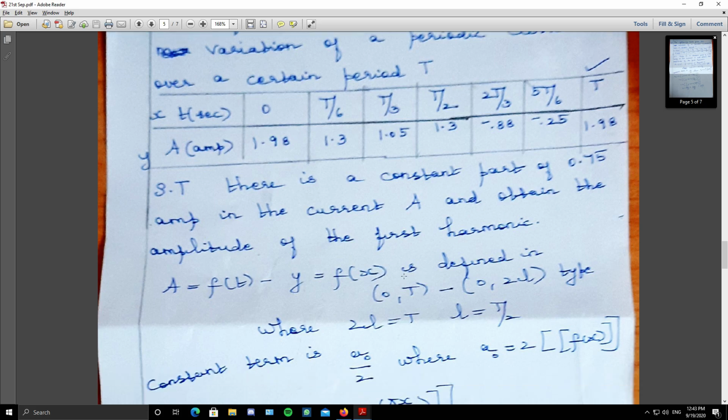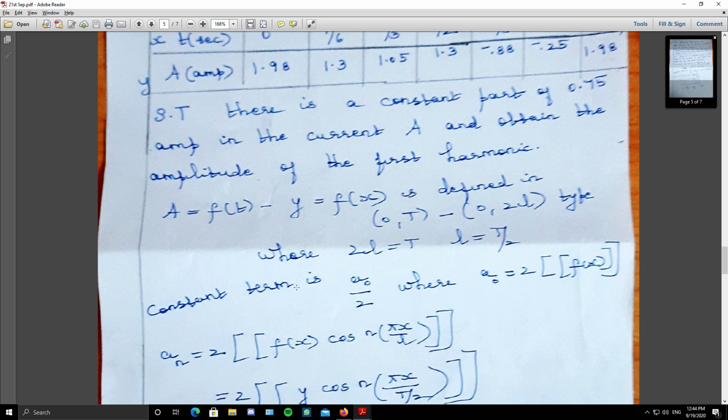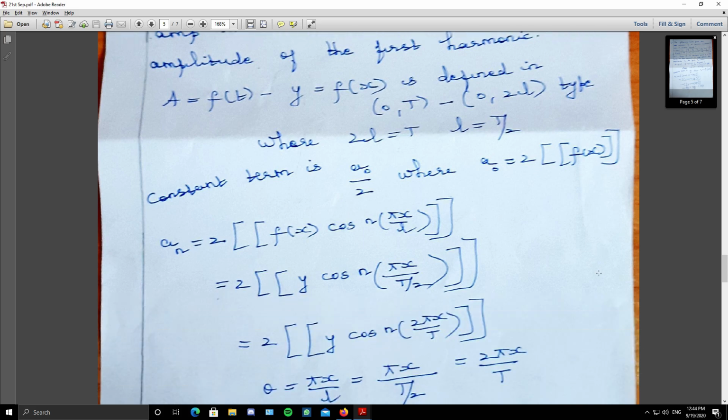So f of x is defined in 0 to T. So 0 to T means T is a constant. So which type? 0 to 2L type. So 2L is T, L is T by 2. So the constant term is a naught by 2, where a naught is 2 times the mean of f of x, and a n is 2 times the mean of f of x cos of n pi x by L. What is L here? T by 2.